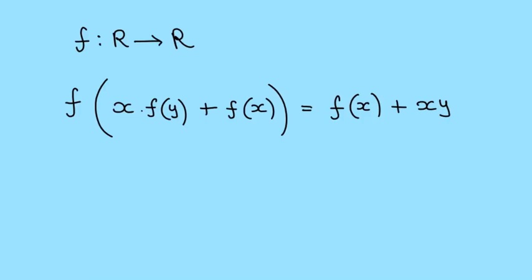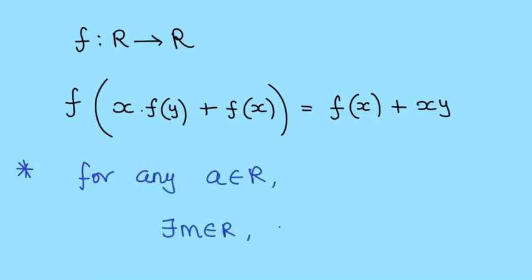Coming to the problem, we are given a function with the domain as well as codomain as real numbers, and we are given this functional relation: f(x) f(y) + f(x) = f(x + xy), and we need to find the function f(x). The first observation I want to make is that this function is surjective. That means for any real number a, we can always find a real number m such that f(m) = a. This is what we mean by surjective.